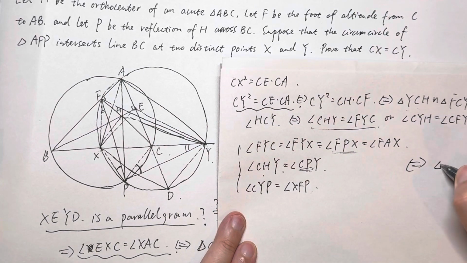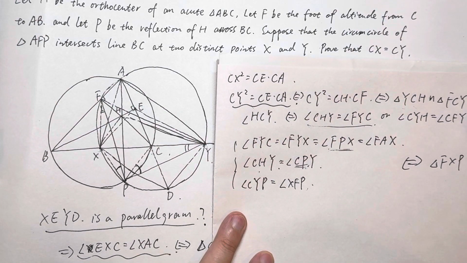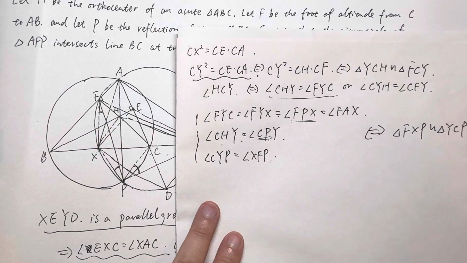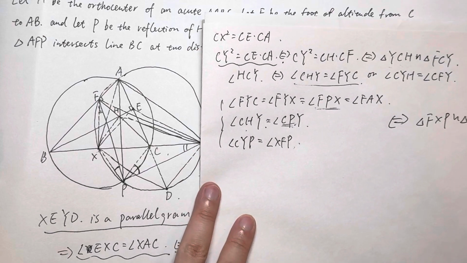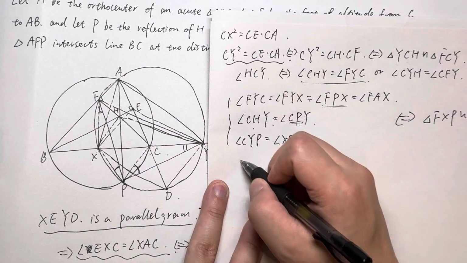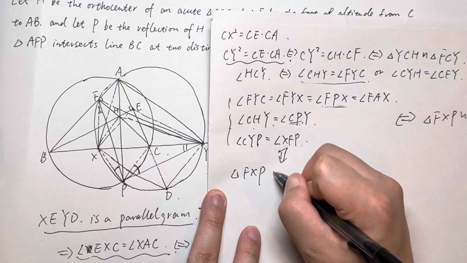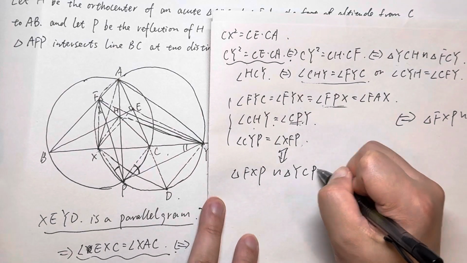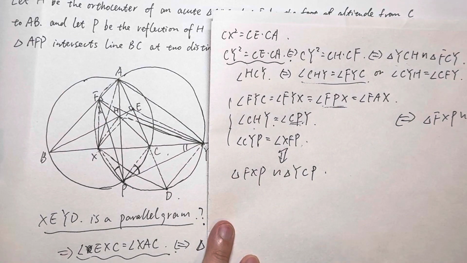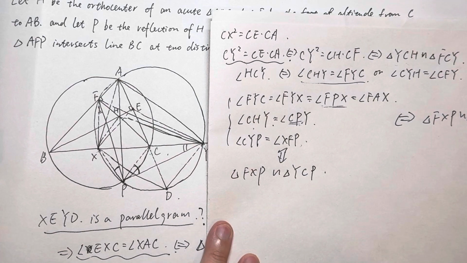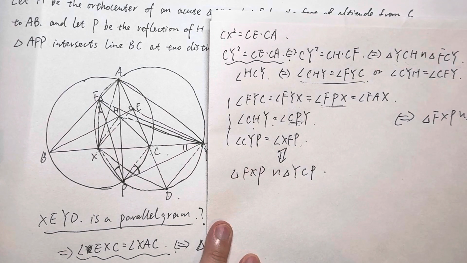just proving that the triangle FXP is similar to triangle YCP, right? Okay, let me write it here. It's equivalent to proving that triangle FXP is similar to triangle YCP. Right, we just need to prove this one.